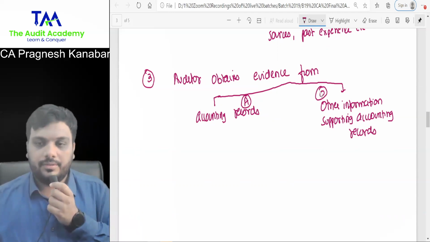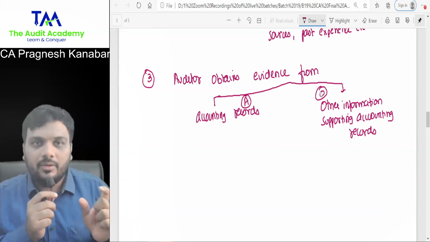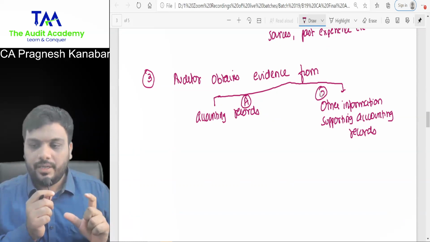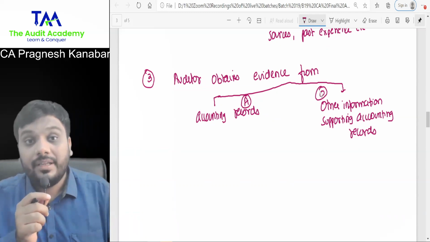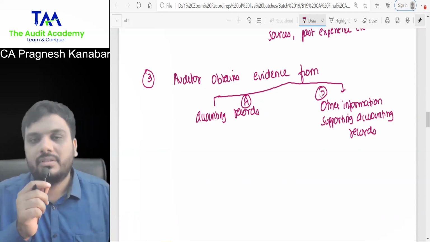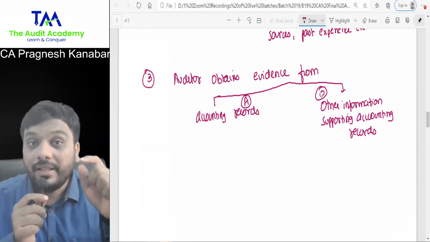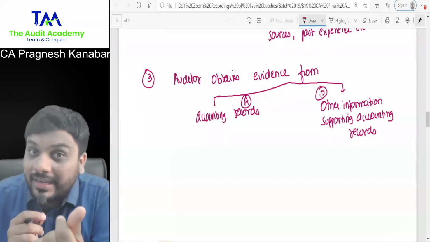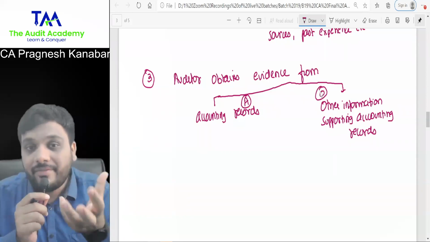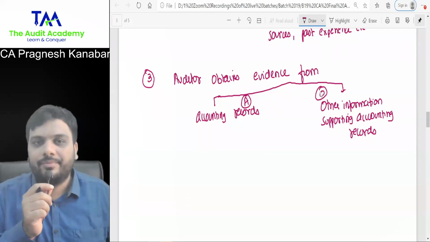accounting records. Okay. Invoices. You will not believe, students have stated that invoices is other information which supports accounting records. Now let me clear your confusion. You see, I exactly know where finance year students are lacking in their base. All right, because I've had enough experience of teaching finance year now.